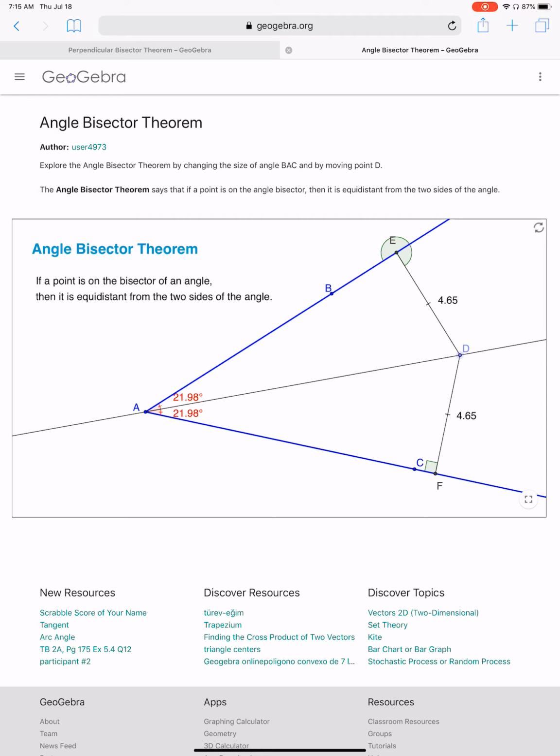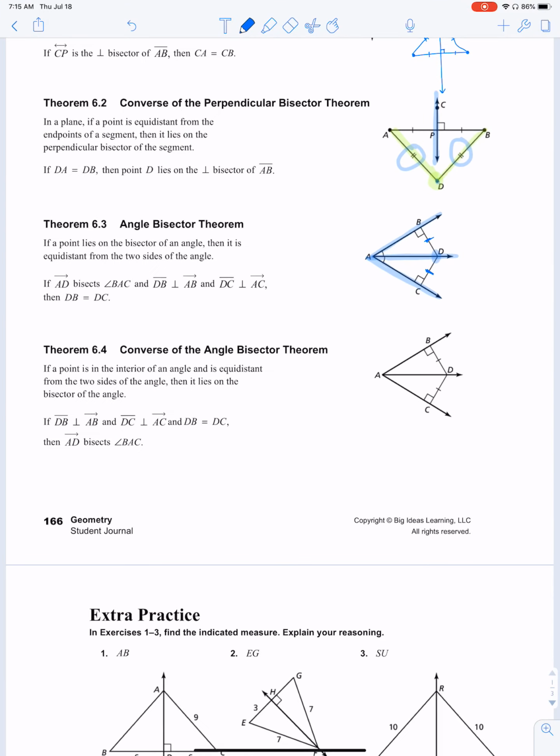And keep in mind, you might think it's a little odd to have that 90-degree symbol in the bottom right corner there. Remember that the distance from a point to a line is always measured perpendicularly. So that's how I know that this is the correct distance from point D to line AF, and this is the correct distance from point D to line AE, and that they are the same. Okay, so again, the converse is the reverse.